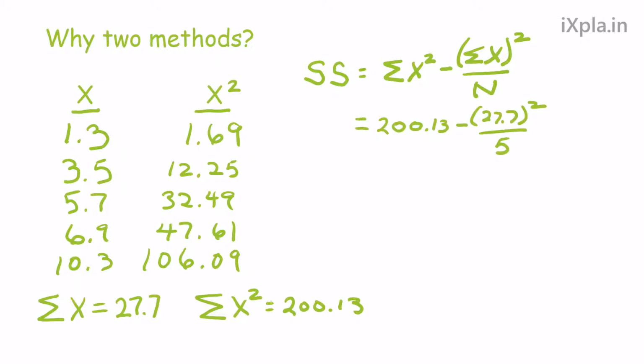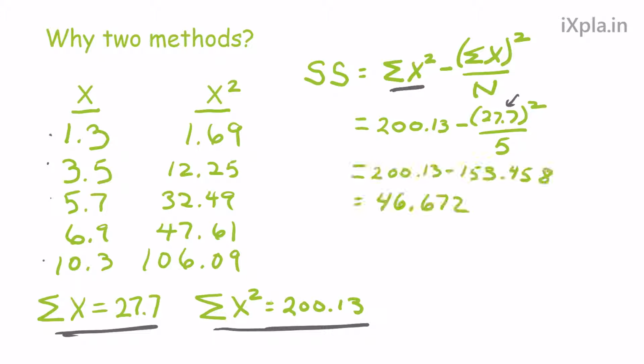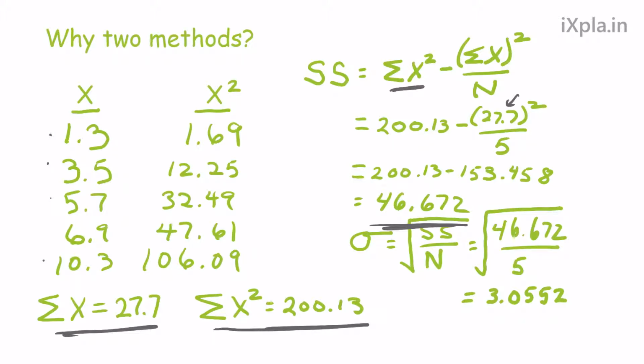So, again, the sum of x squared gets substituted into the equation. The sum of x gets substituted into the equation. And then 5 is the number of scores. All right, and if we plug through those numbers, notice we're getting the exact same answer that we got before. Now you can see we get the exact same SS and we get the exact same standard deviation.